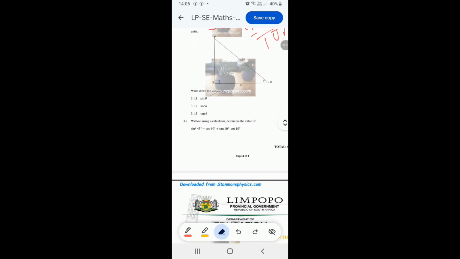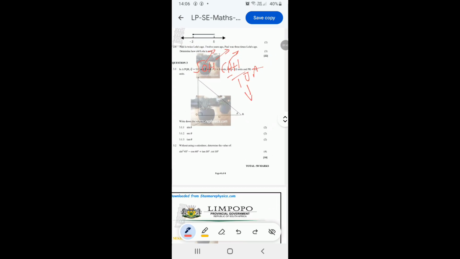Without using a calculator, we have tan theta. Tan theta is opposite over adjacent. This is theta, that's opposite, and this is adjacent. Tan theta is equal to opposite, QP or PQ, over adjacent, QR. So our answer is 5 over 12.